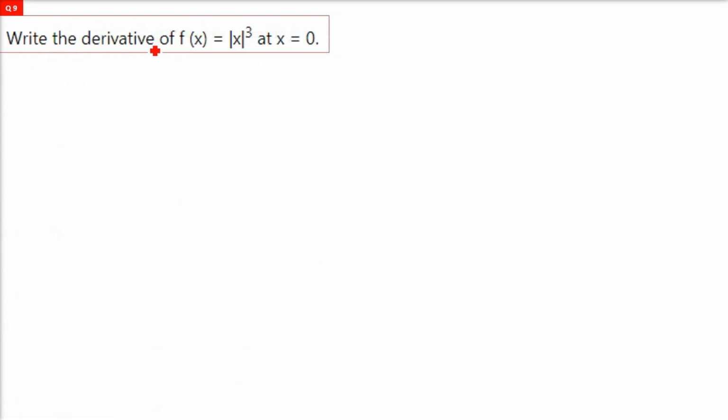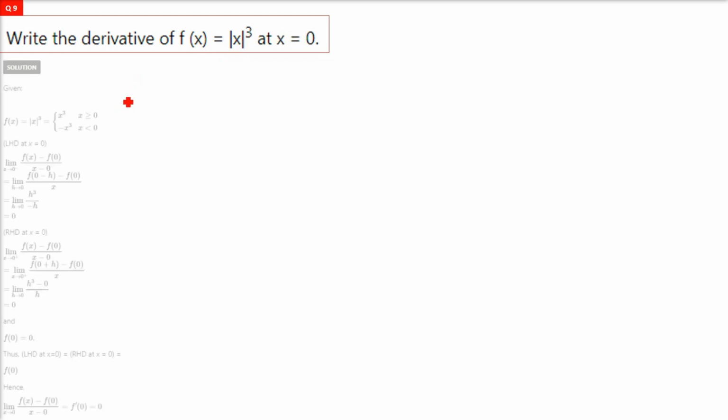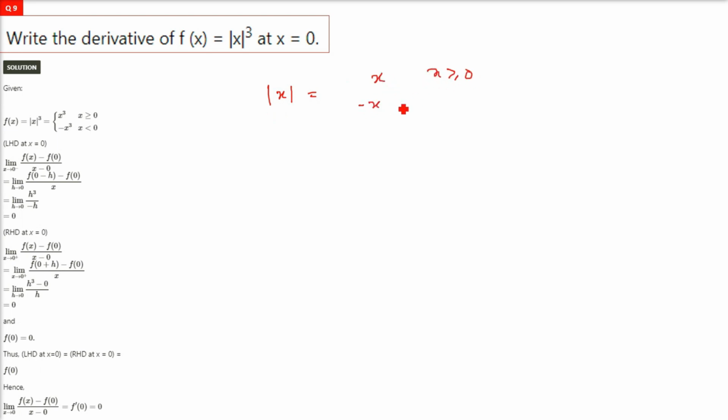Write the derivative of f(x) equal to modulus of x whole cube at x equals 0. So here we have mod x, it can be of any power. There is no catch or trick in this question. This is a very simple question. Modulus x is simply x when x is greater than or equal to 0. It is going to be negative x when x is less than or equal to 0. The way we have been doing mod x, same thing. Just cube it because it is modulus x cube.